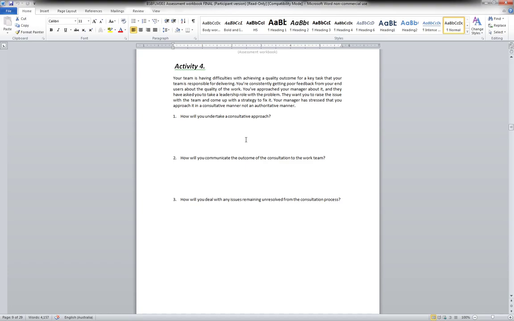So that's 4.1. 4.2, how will you communicate the outcome of the consultation to the work team? There are a number of things we should consider around communication. If I go back to that diversity point, not everybody receives information the same way. Sending out an email to everybody will exclude some people, but that doesn't mean you shouldn't do it. You can send out an email, but you should also support it with other things. If you send out an email, you might not catch everybody. If you tell people, they might hear it, but they might not necessarily retain it or remember it.